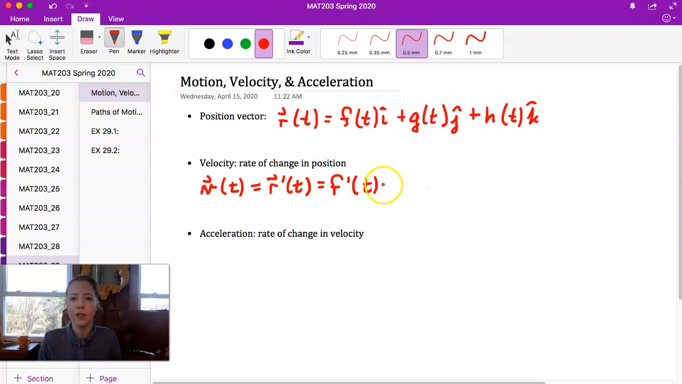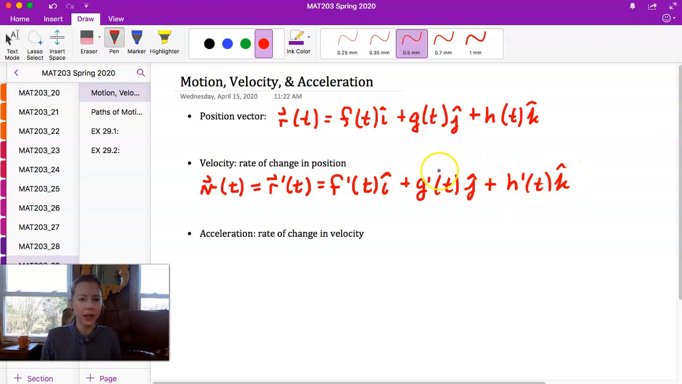So what we'll have to do is take the first derivative with respect to time of function f of t for the i hat component of velocity, and then the first derivative of g for the j hat component with respect to time, and then the same with h. And so these are full derivatives. These are derivatives with respect to time. So it would be dr over dt.